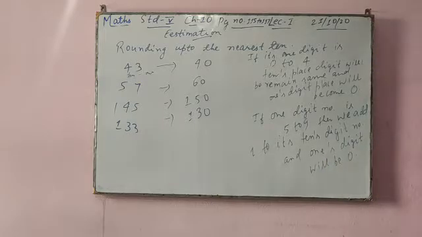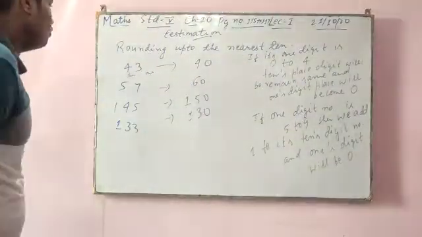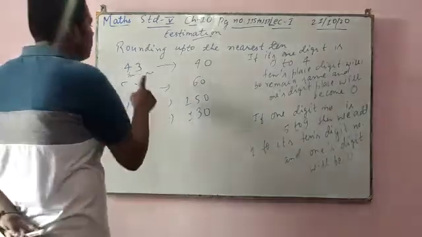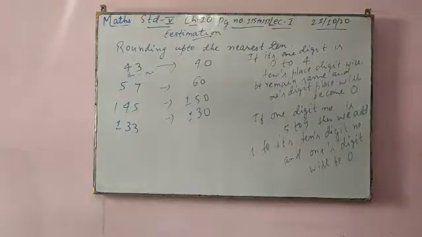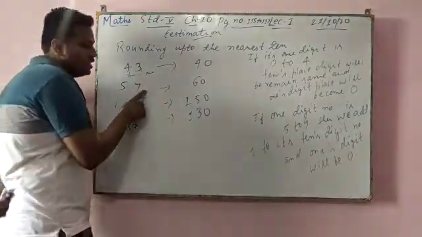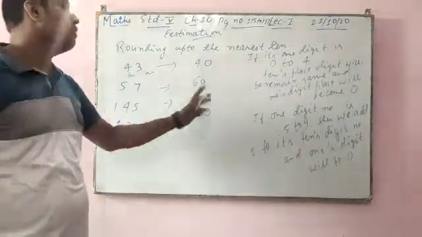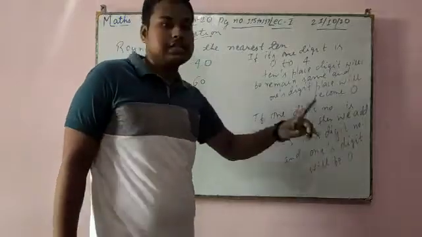See, the first question was: when the one's digit is 0 to 4, what do we have to do? The tens digit will remain the same and the one's digit will become 0. But when the one's digit is 5 to 9, we add 1 to its tens digit.